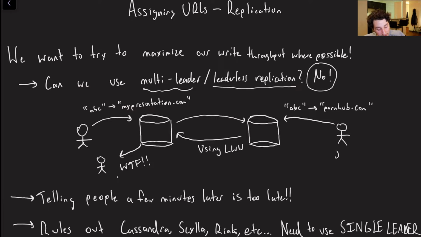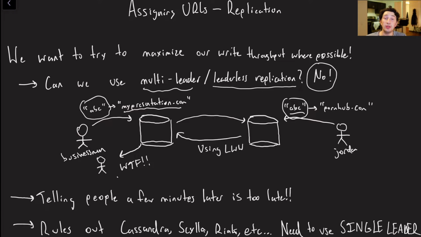So let's come up with an example. Here's me on the right, Jordan, and here's a businessman on the left. We're both submitting URLs for generation to the database at the same time, and his is leading to mypresentation.com. Mine is leading to one of my favorite sites personally. And then at the same time, you'll notice that we've got the same short link. So as a result, we have a conflict.